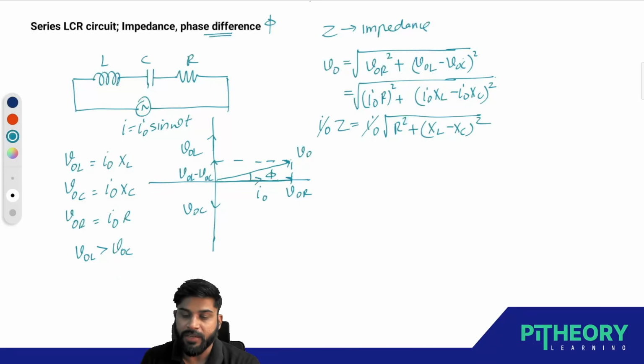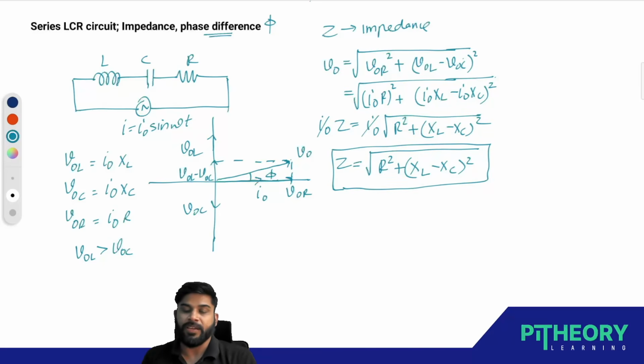What will happen? I naught cancels. We get the relation for the impedance. What is that equal to? Root over R square plus XL minus XC the whole square. Very clearly we can write this is the relation for the impedance that you'll be getting. All right.